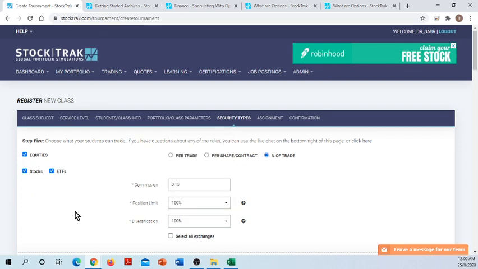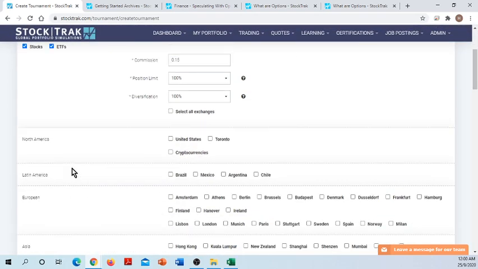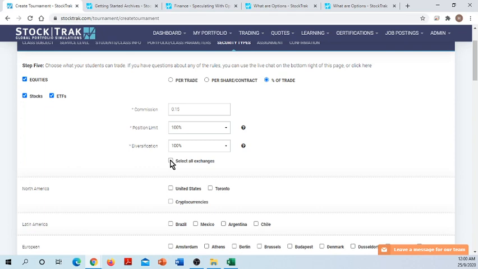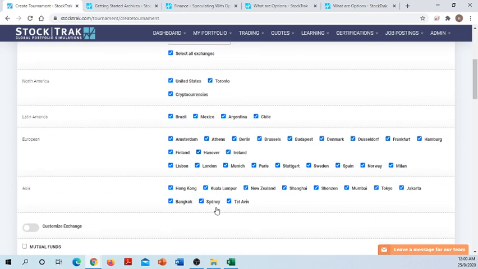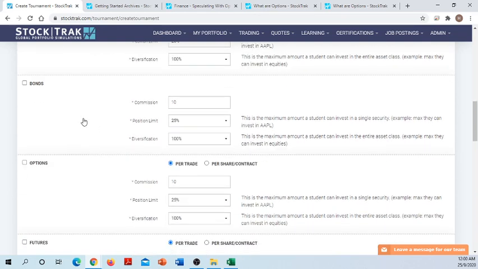So for me, I will keep it 100%. And pay attention that under equities, there are stocks and ETFs, so you can exclude one of them if you feel the need to do so. Also, you have the choice of the exchanges. In my case, I want to choose all available exchanges. Here, if you want to include mutual funds or bonds, in my case, they are not relevant.